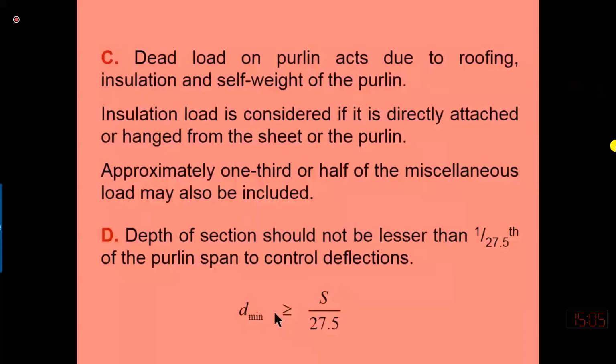S is the span of the purlin. So the span of the purlin, which is the spacing of the truss or the length of the purlin, divided by 27.5, that is the minimum. So the depth should be at least equal to this value, or it should be more than this value. So we will have to make sure of that.